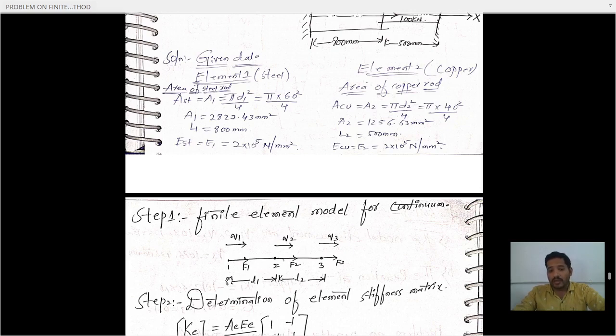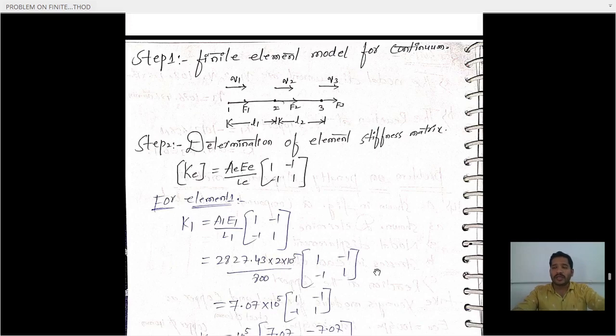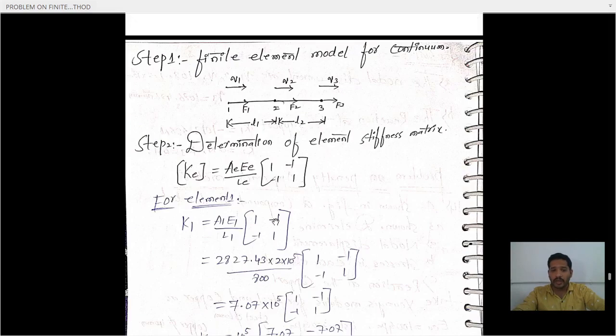The length from the first node to the second node we can call L1, and this is L2. Clear? After that, step 1 is completed. In step 2, we know very well the element stiffness matrix. How many elements do we have? 2 elements, the first element and the second element. For that reason, first of all, we need to find the first element. K1 is equal to A1 E1 by L1, [1 -1; -1 1].